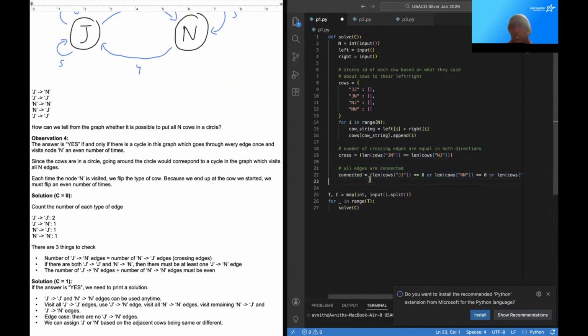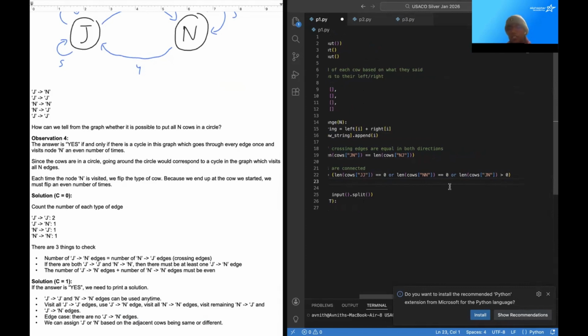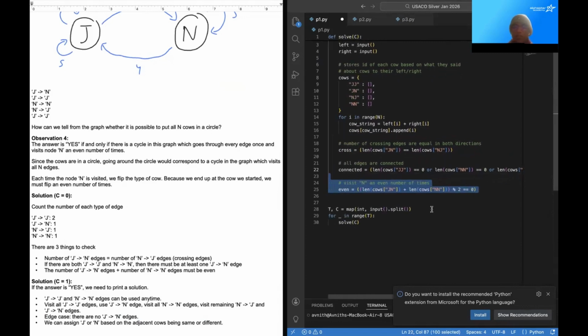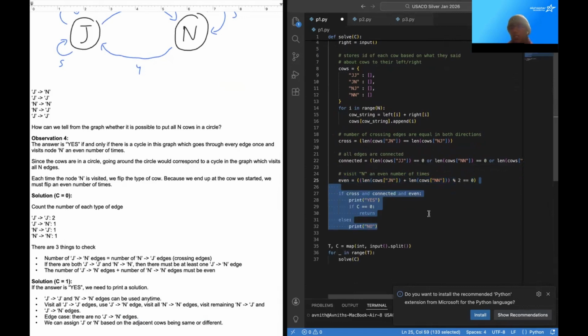The second condition is that the graph must be connected. Here is an equivalent way of stating this condition. Either we have no j to j self loops or no n to n self loops, or if we have both j to j and n to n, that means the number of crossing edges has to be greater than 0. So this checks if the graph is connected. We also have to check that we visit n an even number of times, which you can check like this. Now for our c equals 0 subtask, we can just check if all these conditions are true. If so, the answer is yes, and we're done. Otherwise, the answer is no.